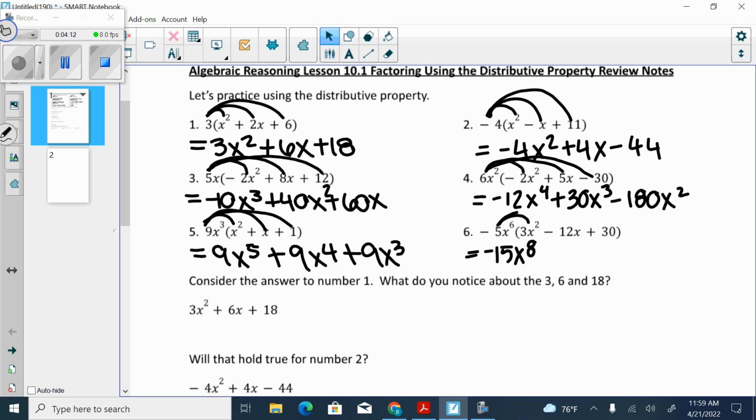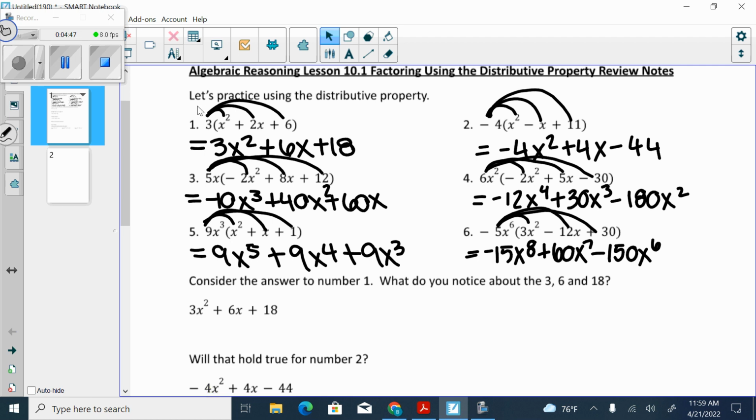All right, and then -5x to the 6 times -12x would give us... very good. Positive 60x to the 7th. And it is positive because both those numbers are negatives, right? Okay, and then -5x to the 6th times 30. -150. 150 what? x to the 6. Good.